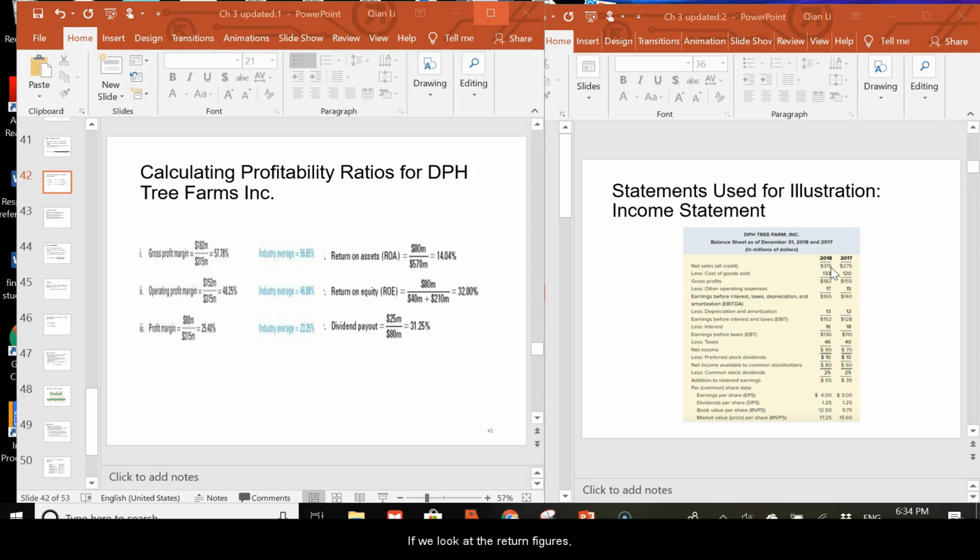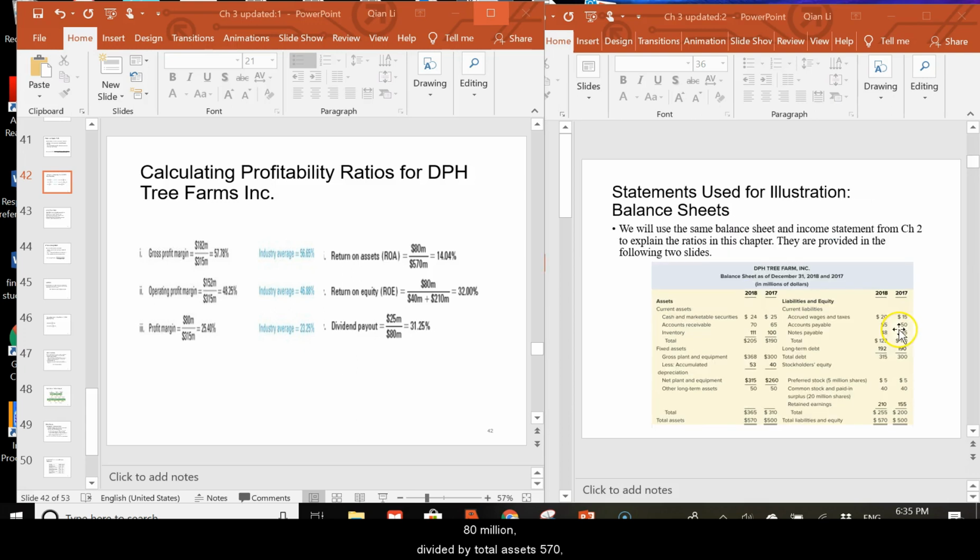If we look at the return figures, we need net income available to common stockholders, 80 million, divided by total assets, 570. That would give us the ROA. For ROE, we use the 80 million divided by 250, which is 40 million common stock par value and paid-in capital, and the 210 retained earnings, so that's a total of 250 common stock equity. Be careful here, we are not going to use the total equity of 255 here because this 255 actually includes 5 million preferred stockholder equity, and we want to focus on only the common equity.